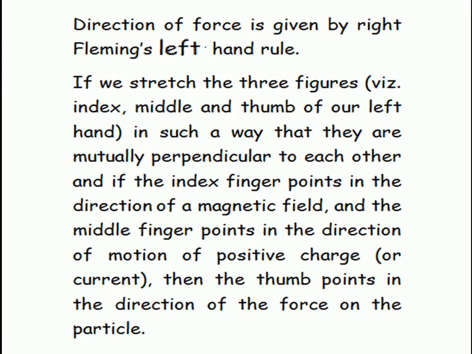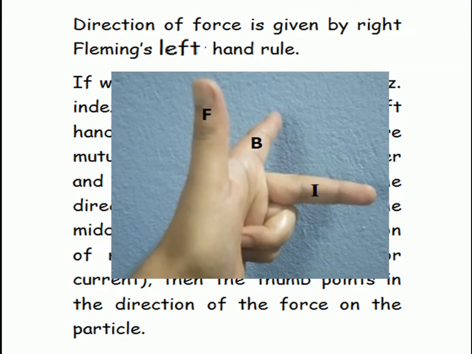The direction of force on a charge moving in a magnetic field is given by Fleming's left hand rule. It says that if you stretch three fingers of your left hand, the middle finger, index finger and thumb, mutually perpendicular to each other, and if the index finger shows the magnetic field and the middle finger shows the direction of current, then the direction of force on a charge is given by the thumb. This is Fleming's left hand rule.